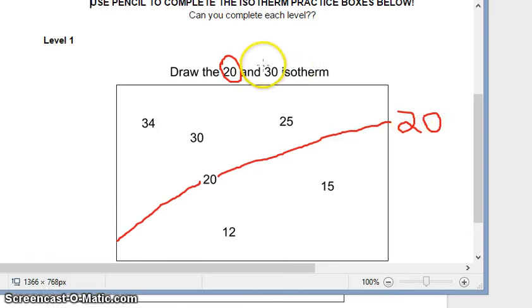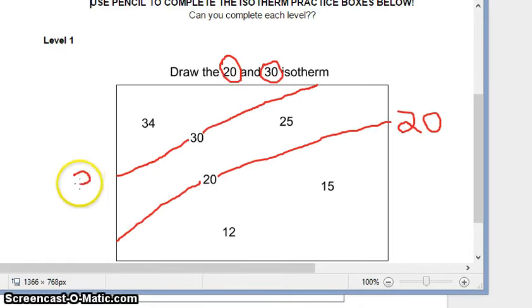Alright, I need to do a 30 isotherm. So now I need to make sure that I'm starting at the edge. I'm keeping everything above 30 out on top of that line and everything below 30 inside that line. Alright, there we go. I'll write 30 over here. Okay, so on the line is the point of 30, on the line is the point of 20, but in between is 25. Below 20 would be 12 and 15. If we asked you to draw a 10 isotherm, where would that go? Right, it's got to go below the 12 and the 15.